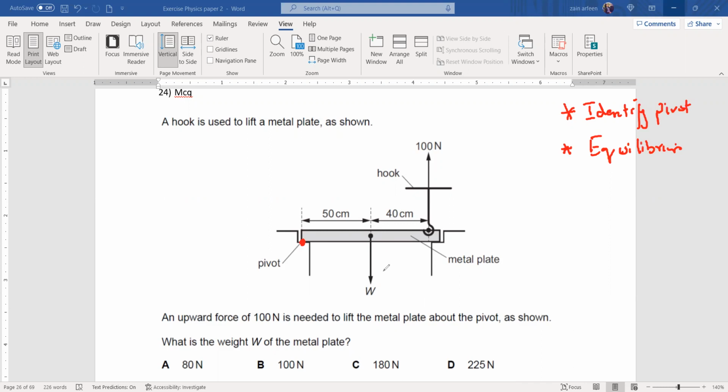So first, weight is acting downward, with reference to the pivot on the left-hand side. With reference to the pivot on the left-hand side, this will cause clockwise rotation. So this is the clockwise movement. And there's a force of 100 Newton with a hook with direction. This will try to cause a moment. It will cause an anti-clockwise moment. Because the object is in equilibrium, we always consider the anti-clockwise moment will always be equal to the clockwise moment.